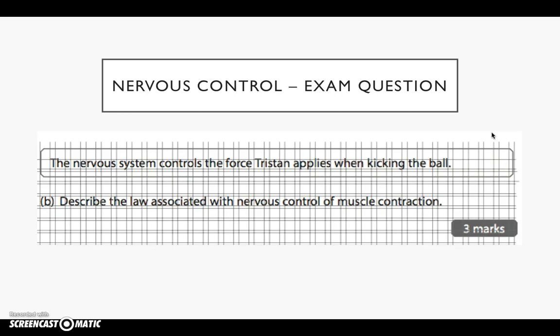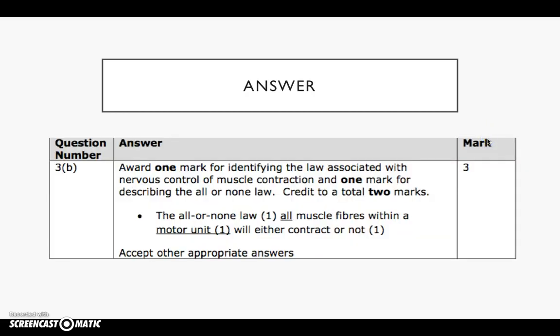Now, that's all I want to say about this, and then we'll go on to what the answer is, and we'll talk about it if needs be. So, the all or none law is what it's called, and what it means is all muscle fibres within a motor unit will either contract or not. It's as simple as that. So what happens is a message gets sent to the brain saying, I need to move my leg. Let's say I need to contract my quadricep. So a message goes from your quadricep to your brain, and your brain will then send a message, an action potential, down a motor neuron, okay?